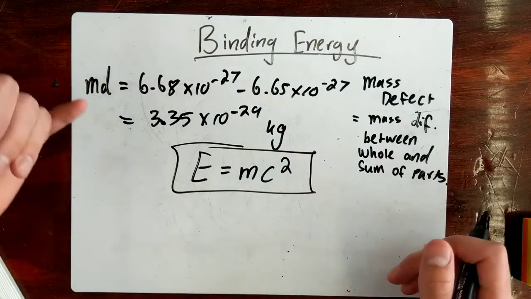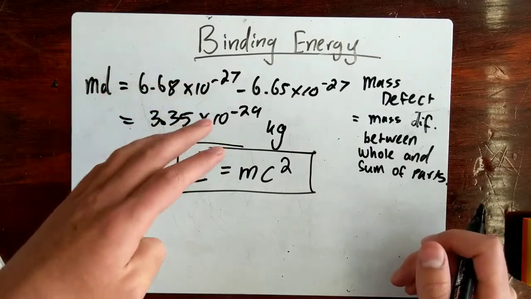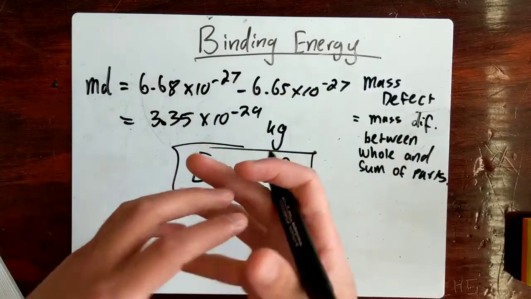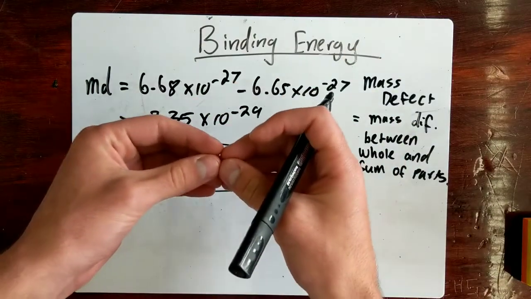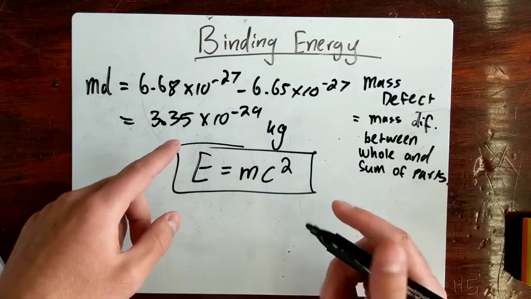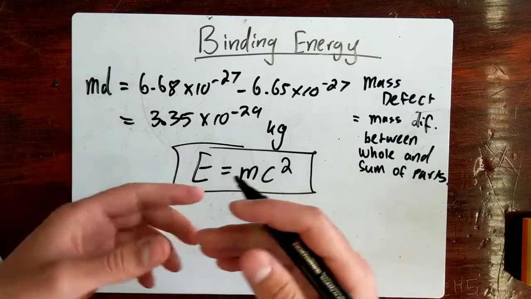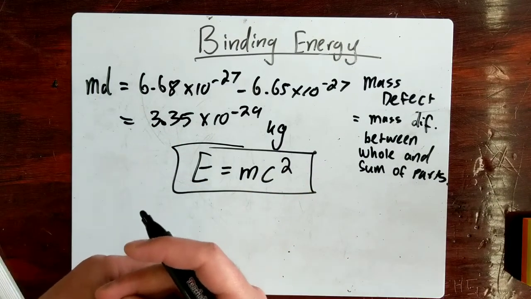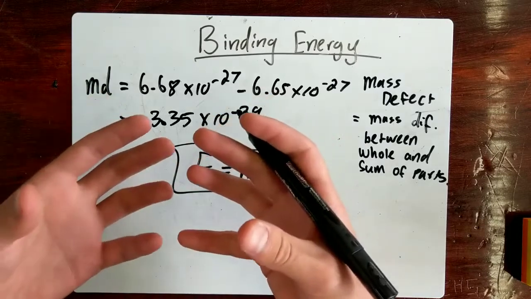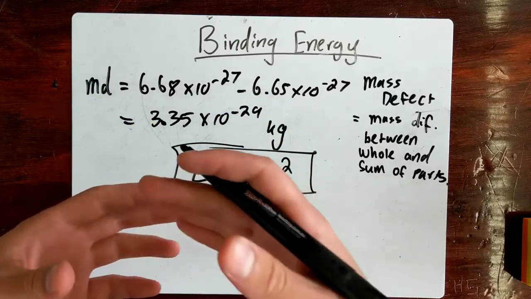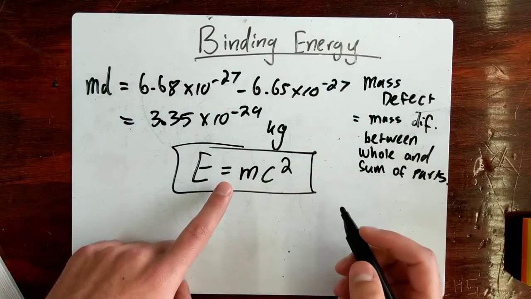So what's happened here is when each of my 4 nucleons has gotten together to form a helium nucleus, a helium-4 nucleus, 3.35 times 10 to the negative 29 kilograms has been lost from that nucleus, and it has been turned into energy according to this equation.